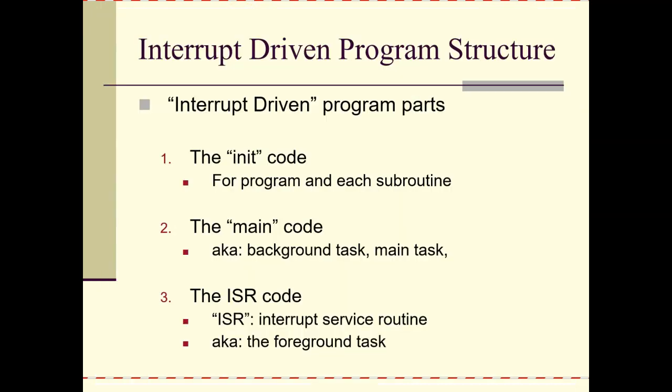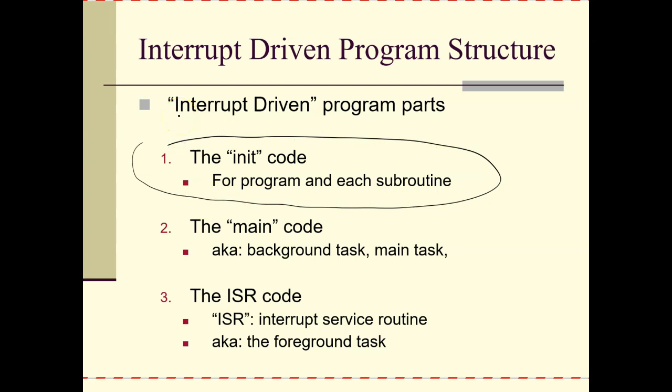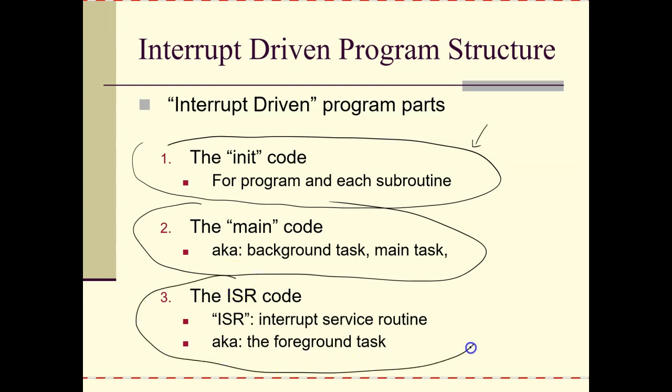So interrupt-driven programs are a little bit different. Typically they have init code, initialization code, but now you actually have to initialize the interrupts too. You also have the main code, which is called the background task or the main task, and this is the code that's going to be interrupted by the interrupt. And here's the interrupt code, an interrupt service routine, and we're going to call that the foreground task.